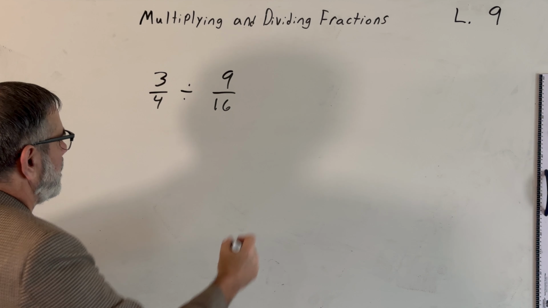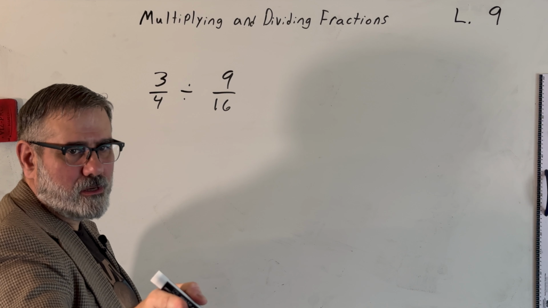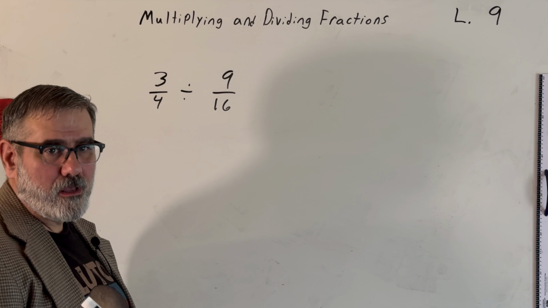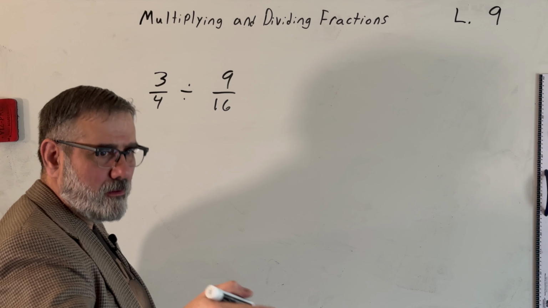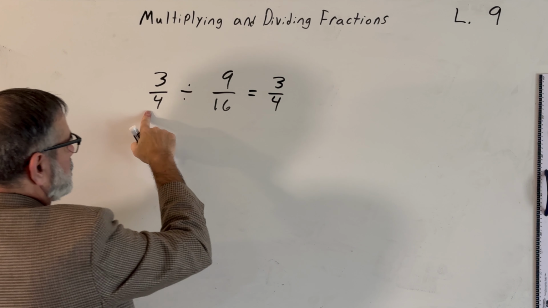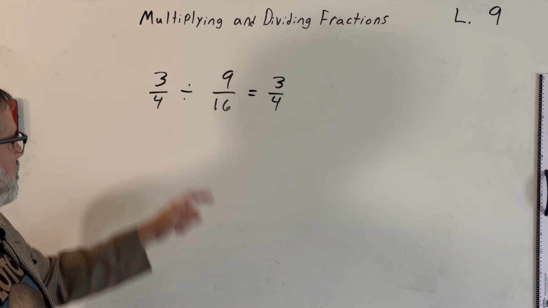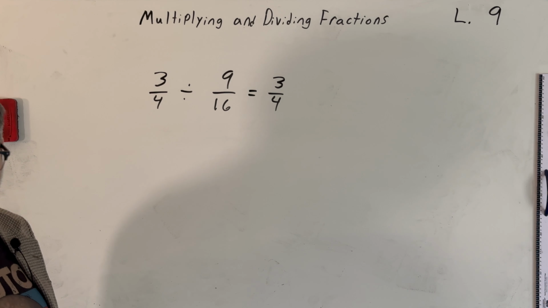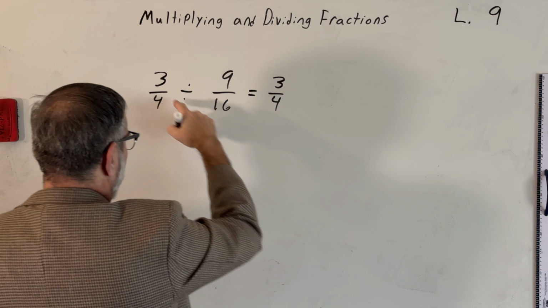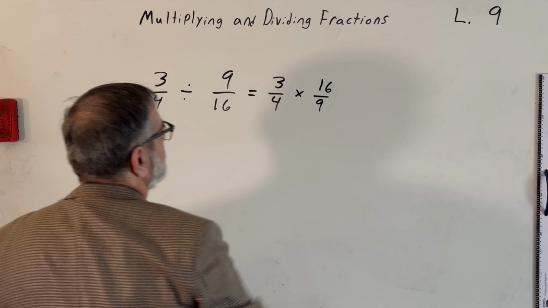Okay, so what's the first step? Should I rewrite this division problem? Yes, true. I should rewrite this division problem as, say it, you can say it, as a multiplication problem, right? So remember, don't change the first number, the number in front of the division symbol. That stays the same. This is where you're going to make a mistake. You're going to take the reciprocal of 3/4. That's not going to work, okay? You take the reciprocal of the number that follows the division sign. So 3/4 divided by 9/16 is the same as 3/4 times 16/9.